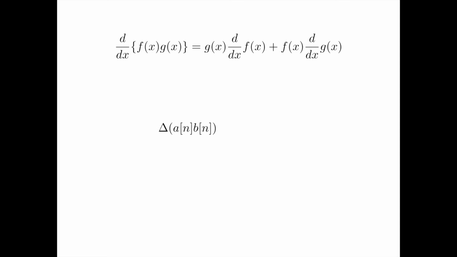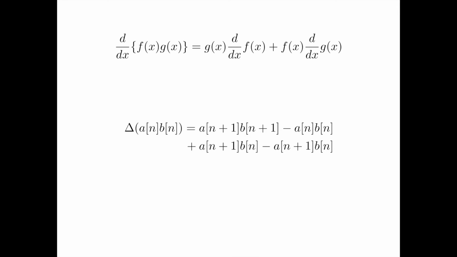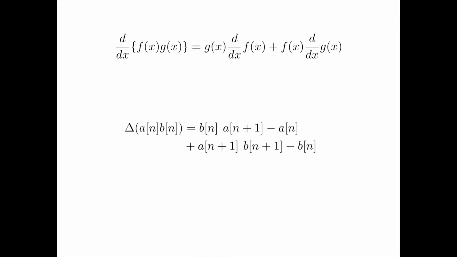Again, we'll just apply the definition of the forward difference operator. And now this time we're going to add some funky version of 0. And then we're going to reorder some terms. And then we'll factor out the b of n and the a of n plus 1. And then we'll apply the definition of the forward difference operator 2 times again.